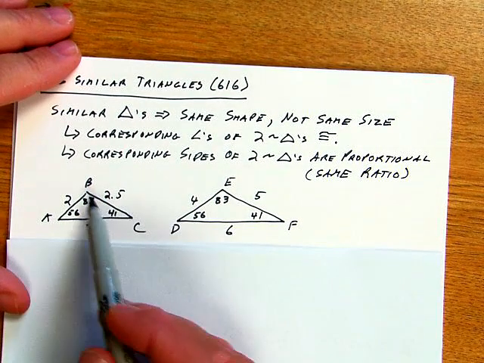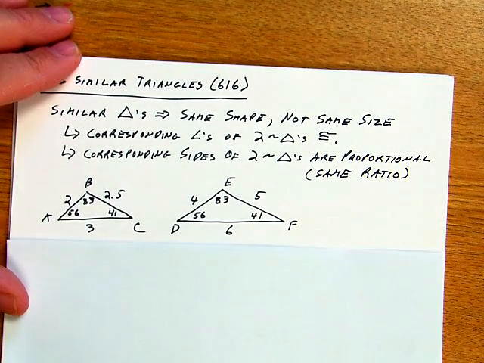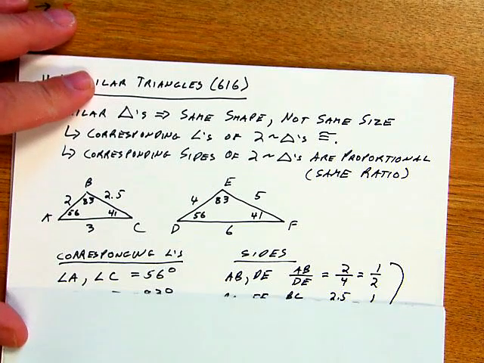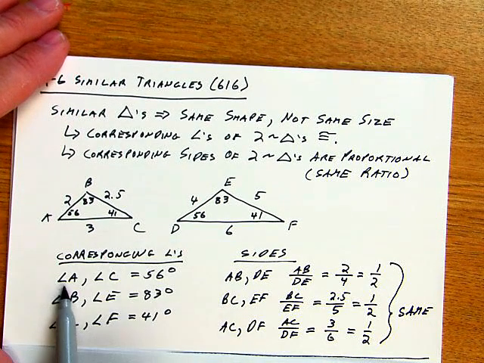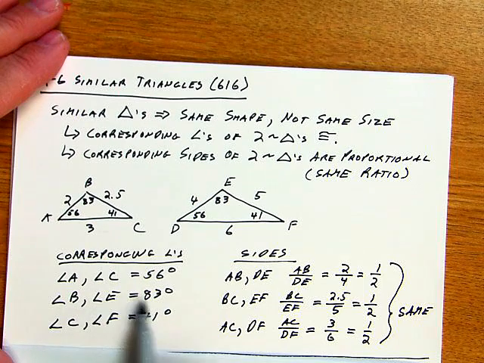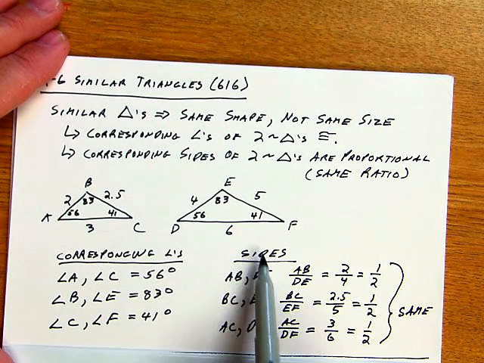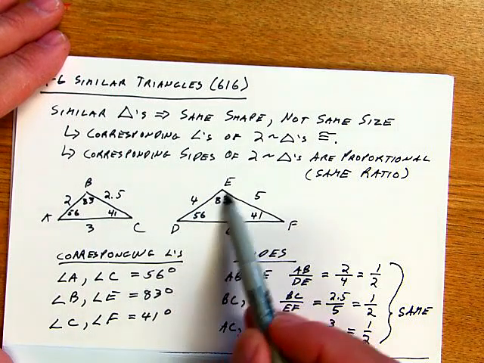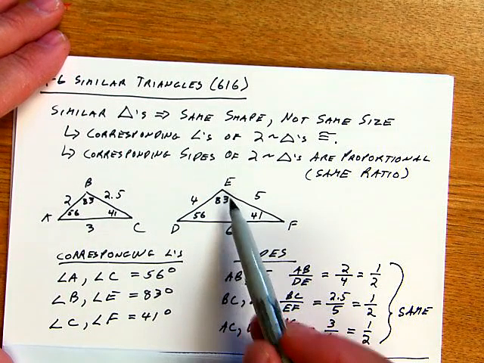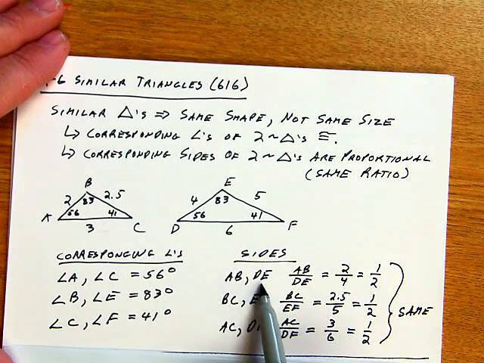And then when we look at the sides, they will be proportional. Let's take a look at that. Here are the corresponding angles. A and D is 56, B and E is 83, C and F is 41. We just looked at that. Now let's look at the sides. Well, AB corresponds to DE. Okay? So AB and DE are corresponding sides.